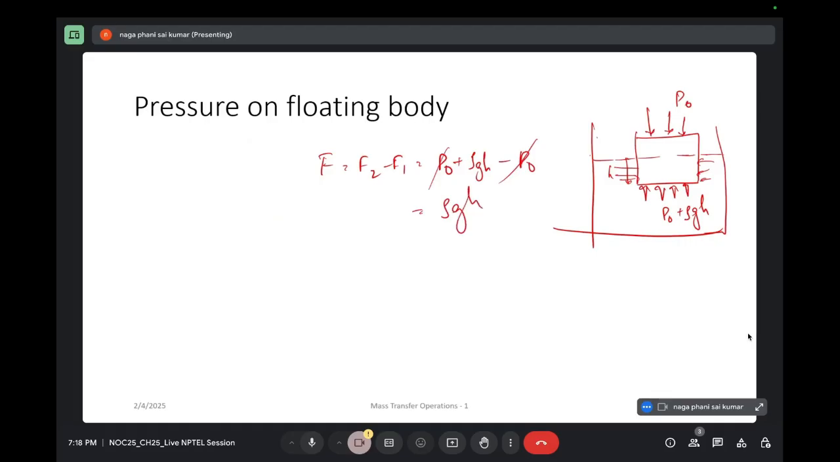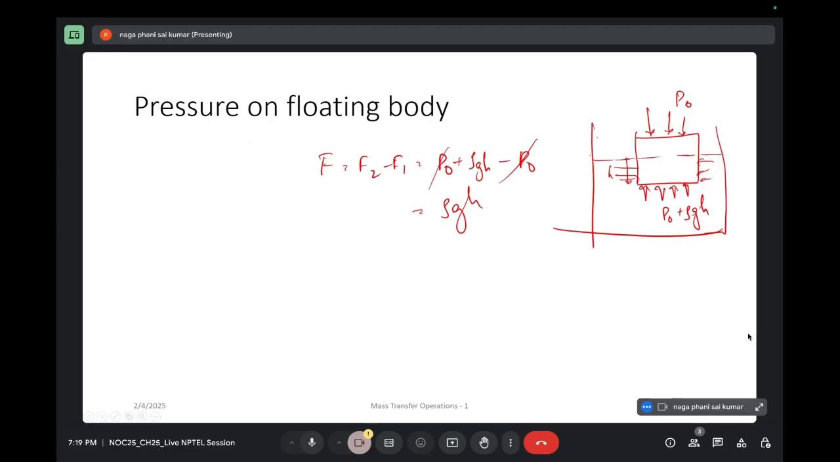Okay, so this concept, that is pressure on floating bodies, is nothing but Archimedes principle. You must have heard about the famous Archimedes law, right? So that is the buoyancy experienced by liquids. A body in a liquid experiences a buoyancy force equal to the weight of the liquid displaced by the body. This is known as Archimedes principle.